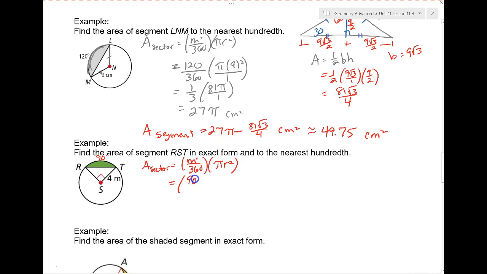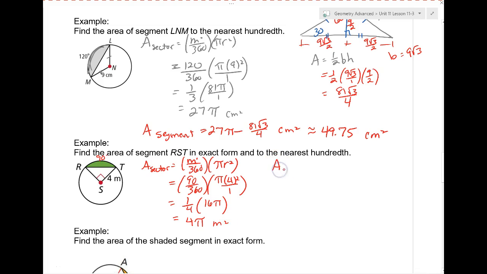So I get 90 over 360. What's our radius in this case, guys? So I get pi times 4 squared. I put that over 1 because it's not a fraction and I have a fraction. Guys, what's 90 over 360 simplify down to? No, this one should be on your head. 1/4. All right, so 1/4 times 16 pi. You should be able to tell me what this is without a calculator. It's 4 pi. Excellent. So that'd be 4 pi square meters.